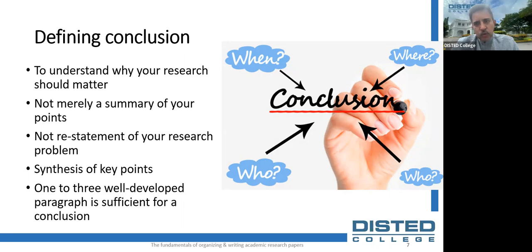Defining conclusion. The conclusion, remember, is intended to help the reader understand why your research should matter to them after they have finished reading the paper. A conclusion is not just a summary of your points or a statement of your research problem, but a synthesis of all the key points in the article. For most articles, one well-developed paragraph may be sufficient, but it depends on the publication. In some publications, you may have 2 or 3 paragraphs to conclude. But if you look at most science-based papers, you'll only see one paragraph to conclude the whole section.